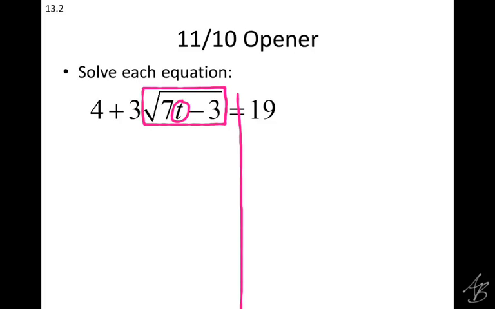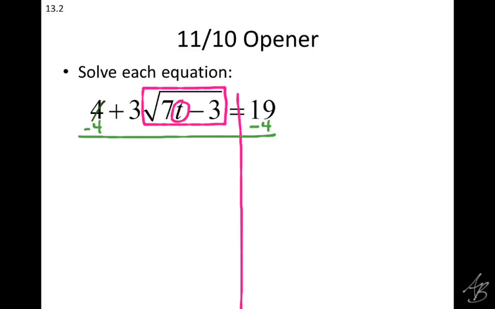All right, how am I going to get rid of the 4? Subtract 4. How am I going to get rid of the 3? Divide by 3. So we're going to get rid of the 4 by subtracting. We're going to get rid of the 3 by dividing. Which one should I get rid of first? The 4. So how do I get rid of that 4? We're going to subtract it. So we're going to subtract 4 on the left, which means we also have to subtract 4 on the right.